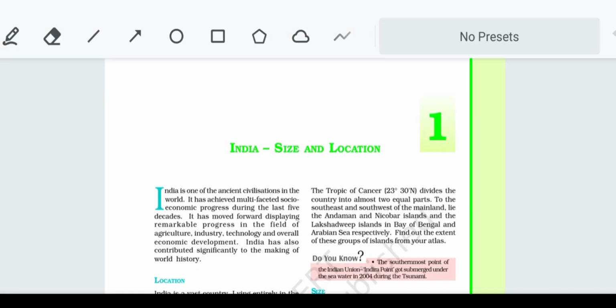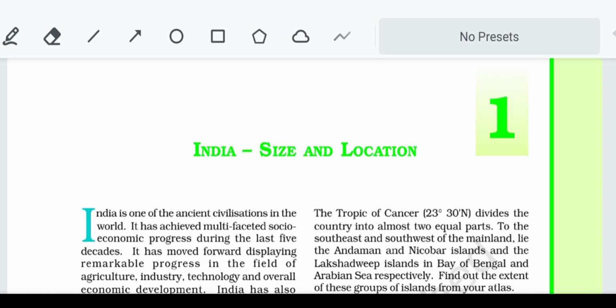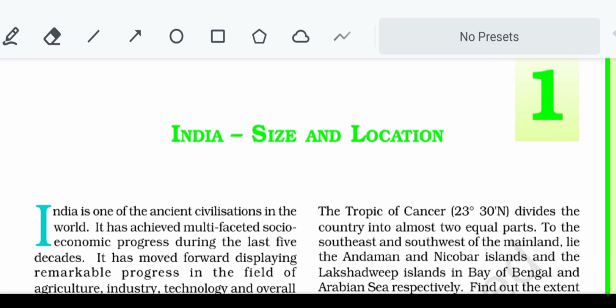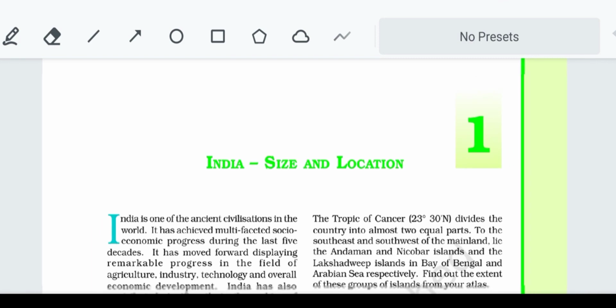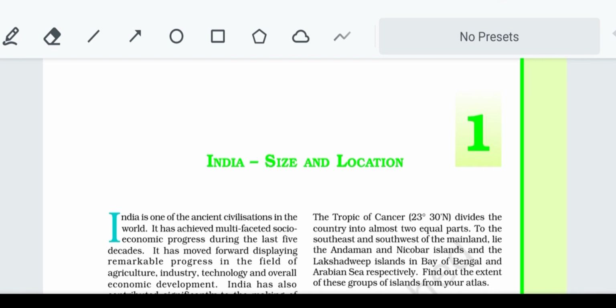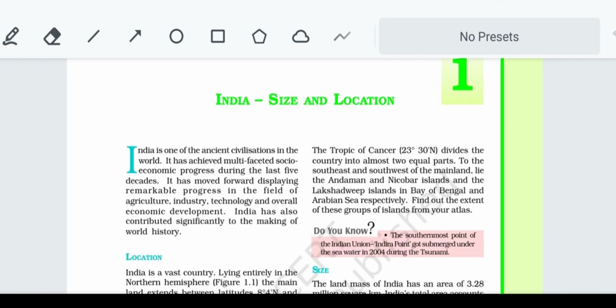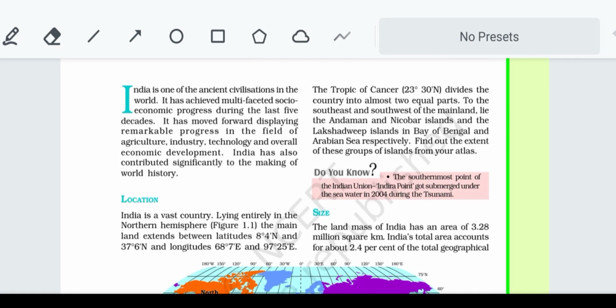Hi friends, today we will discuss ninth class Geography NCERT chapter number one. The name of this chapter is India, Size and Location. We will learn in this chapter about India's size and its extent from north to south and east to west. So let's begin this chapter.